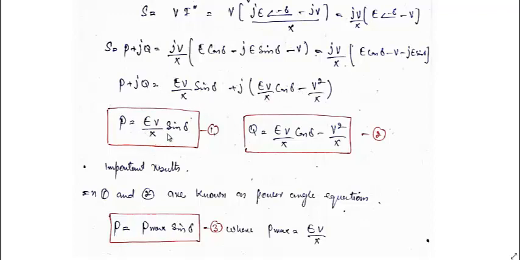So P is equal to EV by X sine of delta, Q will be equal to EV by X cos of delta minus V square by X. So these equations, equation 1 and 2, are known as the power angle equations. I can write this equation as P is equal to P max sine of delta, where P max is equal to EV by X, just to simplify it so that I don't have to write EV by X again and again. I can write P max instead of EV by X. So these two equations are known as power angle equations.